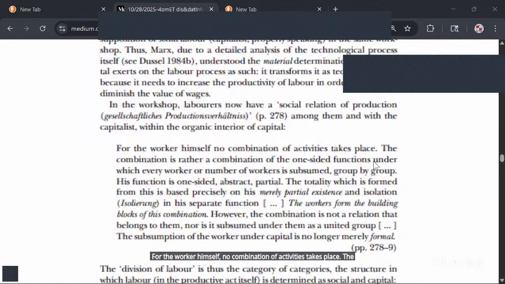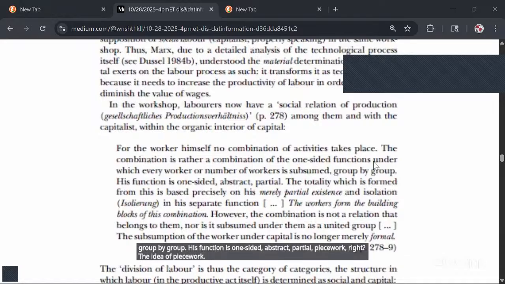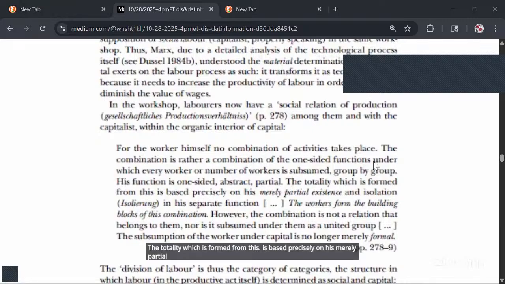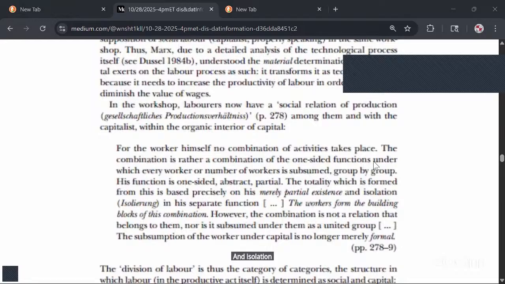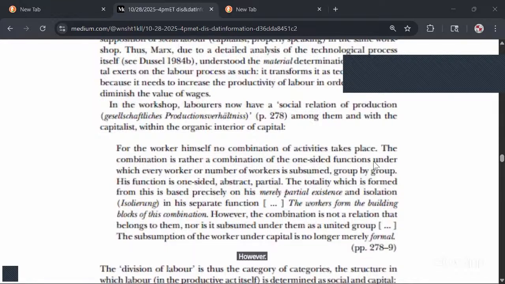The combination is rather a combination of the one-sided functions under which every worker or number of workers is subsumed group by group. His function is one-sided, abstract, partial, piecework, right? The idea of piecework. The totality which is formed from this is based precisely on his merely partial existence and isolation in his separate function. The workers form the building blocks of this combination. However, the combination is not a relation that belongs to them, nor is it subsumed under them as a united group.